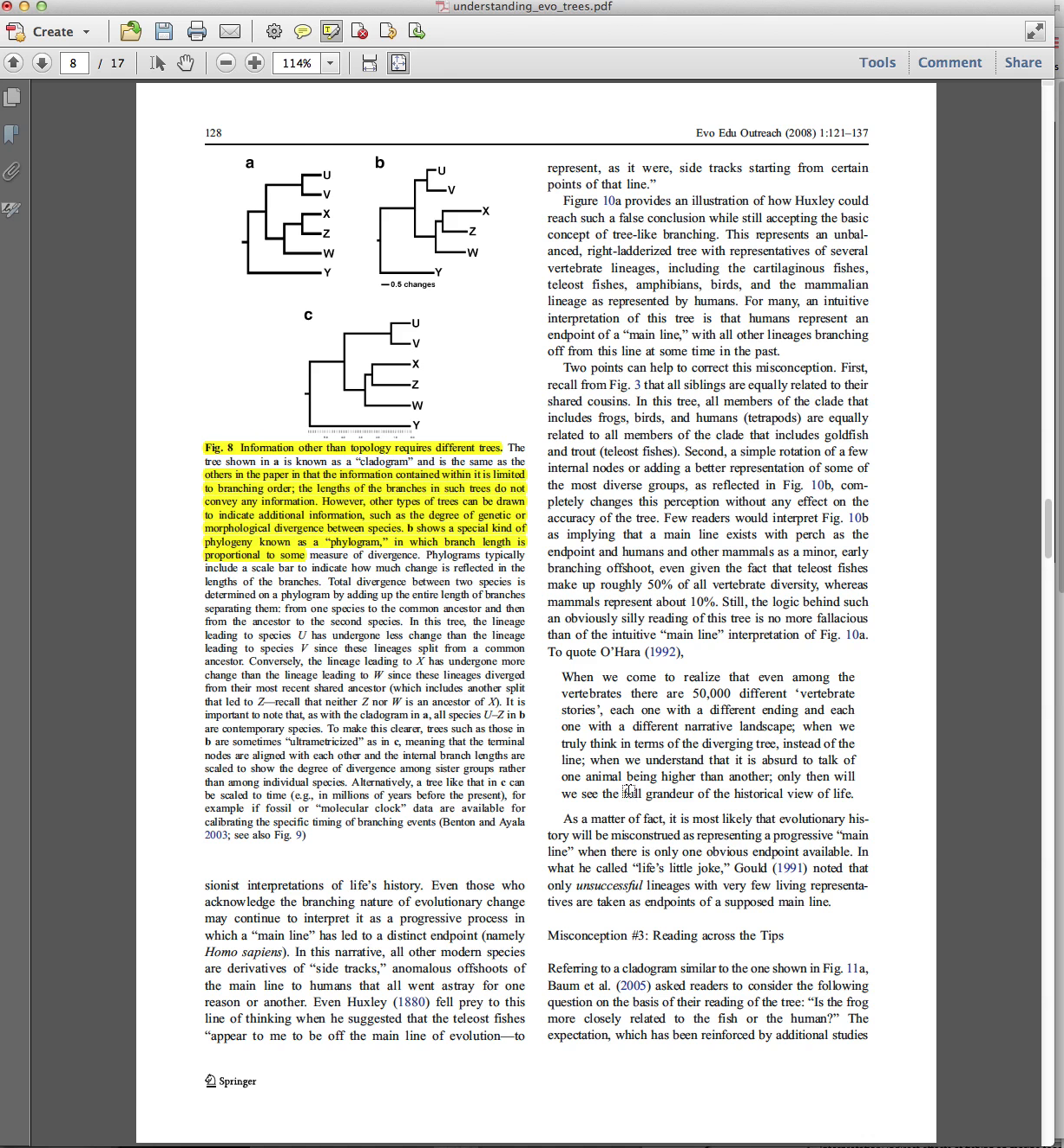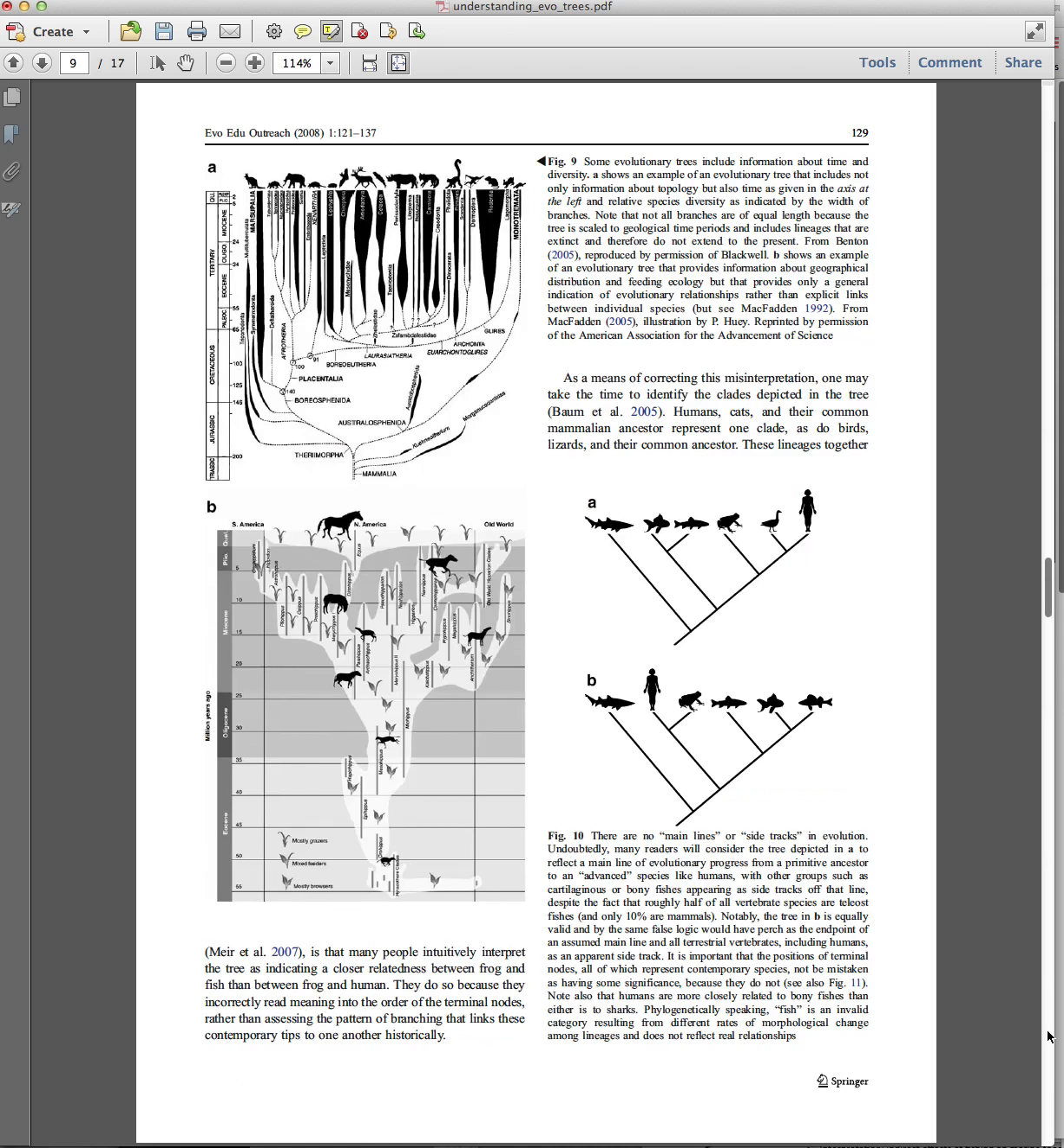Okay, misconception 3, reading across the tips. This is another important one. This is how do you read a phylogenetic tree? Is it relationship? So are V and X more closely related because they're close to each other on this tree, or are W and X more closely related? That's a question you'll want to be very comfortable answering, and you should be able to get that through reading misconception number 3.